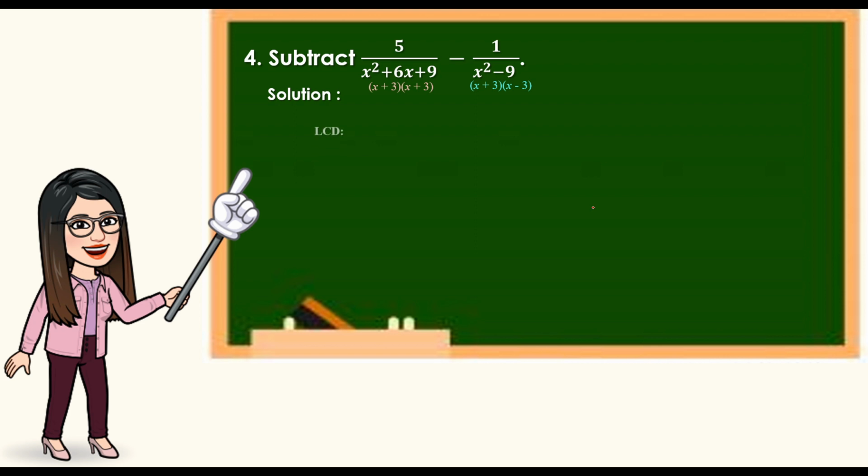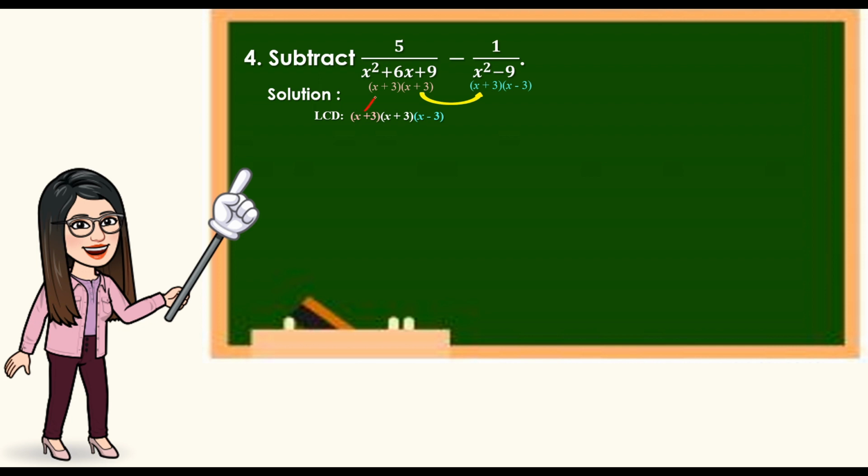Let us solve. Let's get first the LCD. As you can see, the common is x plus 3 and another one is x plus 3. The other x plus 3 and the x minus 3 have no common factor also. So we will rewrite them as part of the LCD. And in x plus 3 and x plus 3, we will just get 1. So we have as our LCD the quantity of x plus 3 times the quantity of x plus 3 times the quantity of x minus 3.